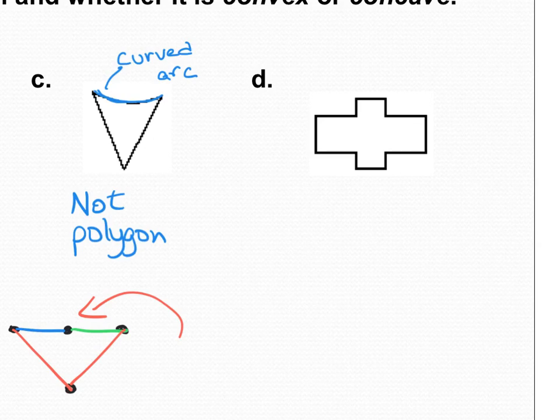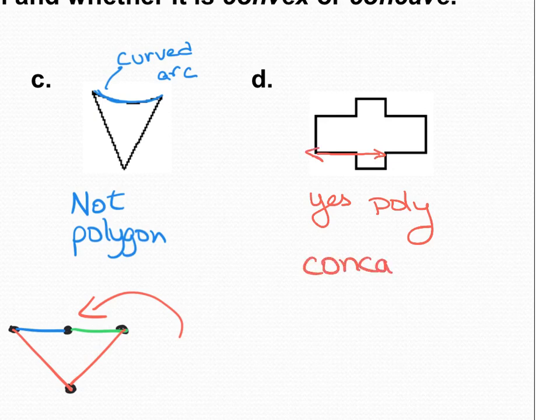Notice it's a closed figure. None of my points, endpoints are collinear. So we would say, yes, this is a polygon. And as soon as I try to draw a line across one of the sides, notice it goes into the interior. So this would be concave. So it looks like these sides are caving in.